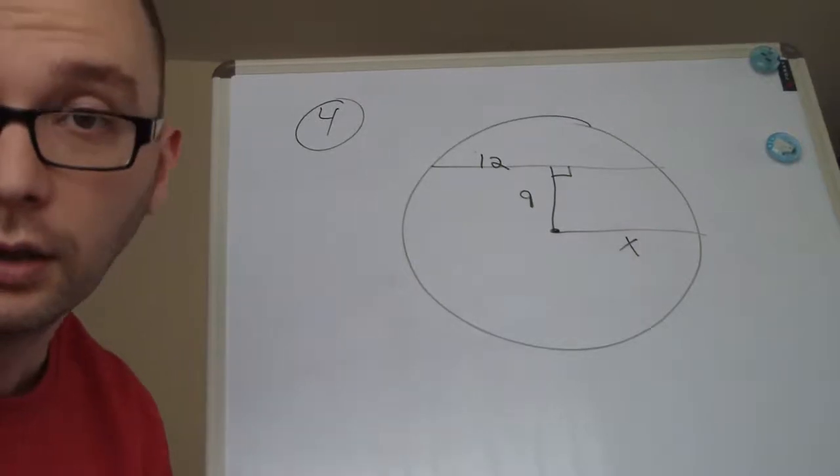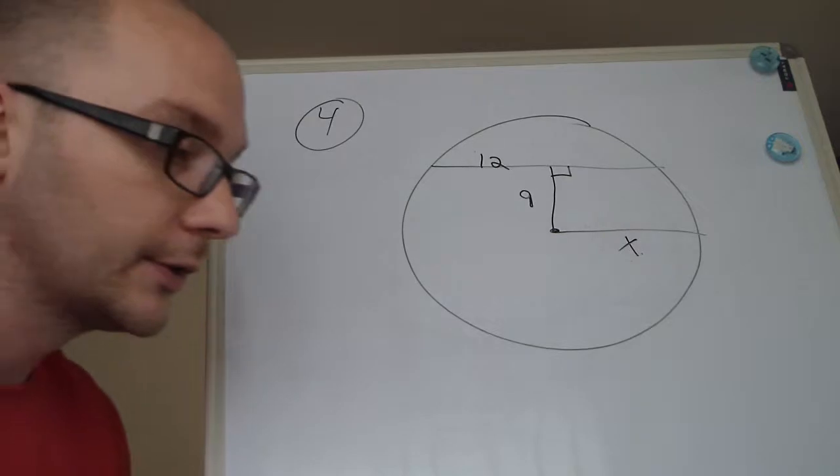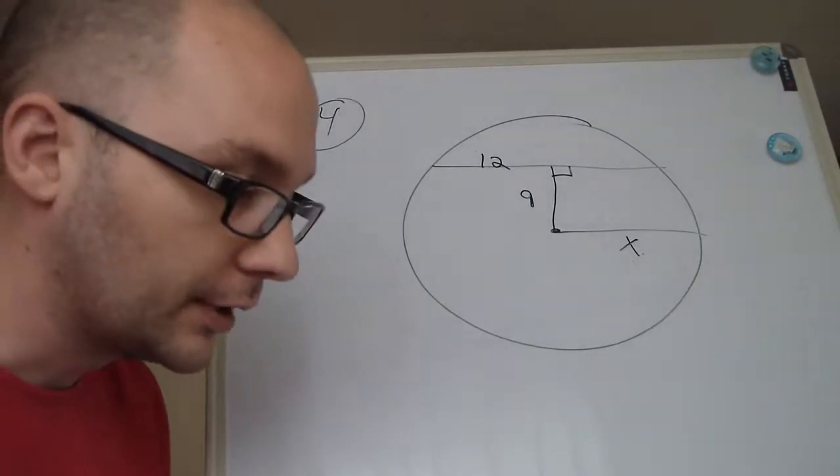So here we go, number 4. It says find the value of x. If necessary, round your answer to the nearest tenth. The figure's not drawn to scale.